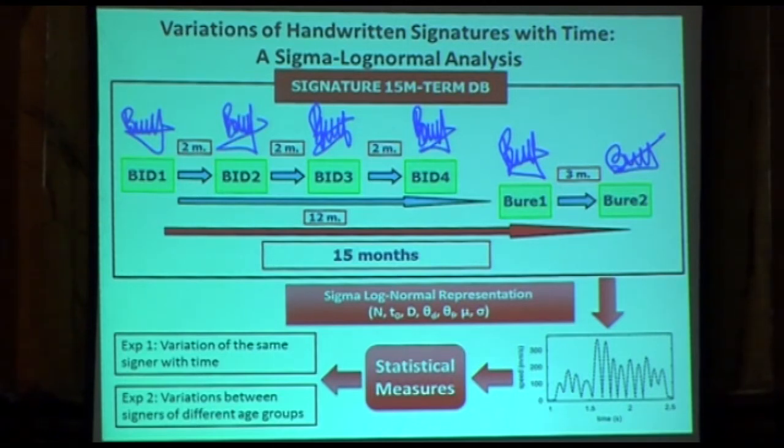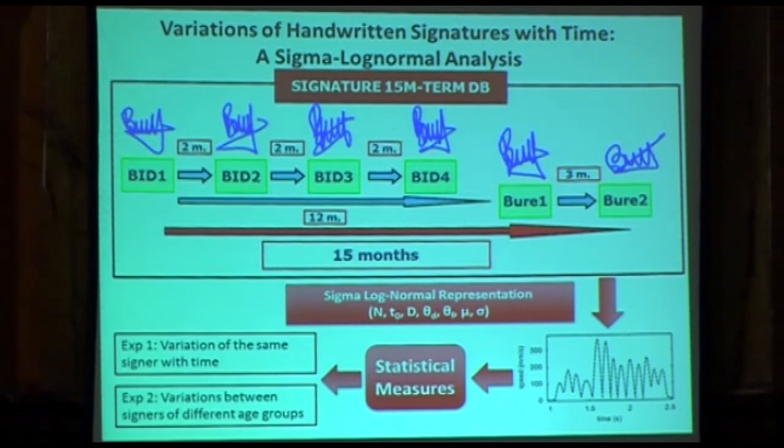For a first analysis of aging, we use a database acquired during 15 months, comprising 29 users with 46 samples per user. For the parametrization of signatures, we chose the sigma log-normal representation developed by Jean Plamondon in the framework of the kinematic theory for human rapid movements.